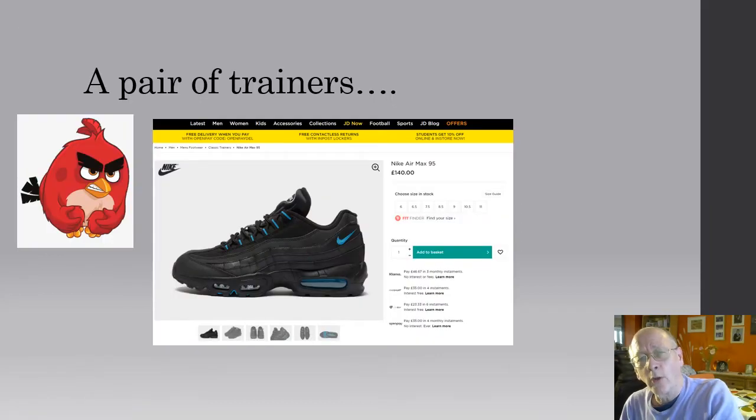So imagine that you want a pair of Air Max 95 trainers that cost 140 quid. So you nip into JDSports and you say, right, if I was to buy these trainers tomorrow, how much would they cost? Well, the assistant would say 140 quid. What about next week? 140 quid. What if I come back in a month's time? 140 quid. What if I change my gender? It's 140 quid. Or my religion? 140 quid. Or I change where I live? 140 quid. Or was a student? 140 quid.